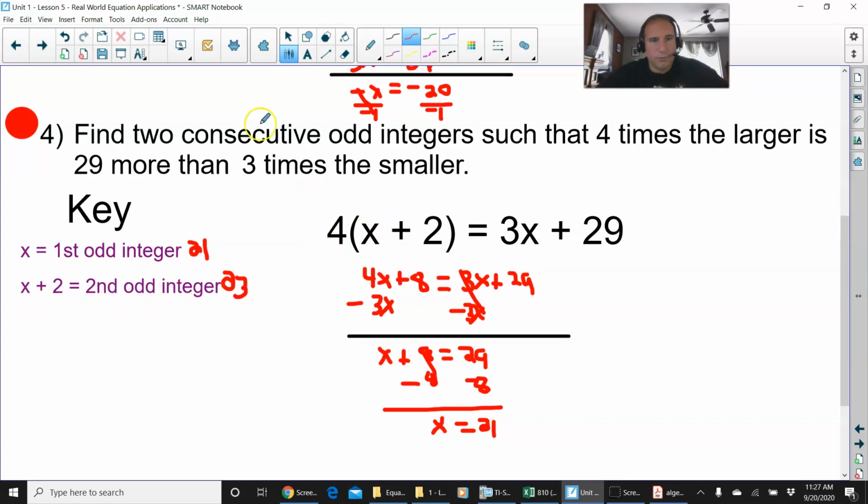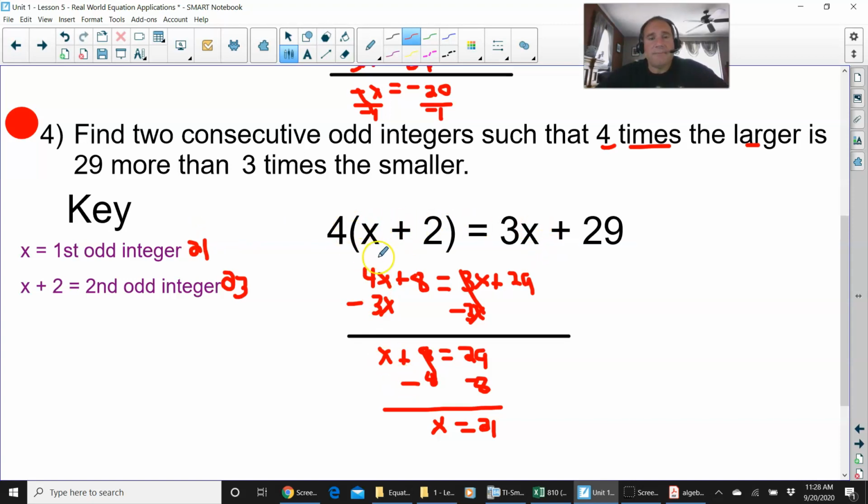Now, two consecutive odd integers such that 4 times the larger. This is 4 times the larger. Is 29 more than 3 times the smaller. So 3 times the smaller plus 29. These two sides should be equal to each other after you solve and substitute in.